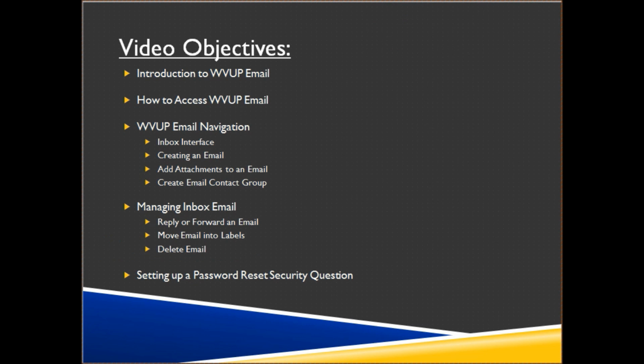Video Objectives. Introduction to WVUP Email. How to access WVUP Email. WVUP email navigation including inbox interface, creating an email, adding attachments to an email, and creating an email contact group. Also, managing inbox email, including reply or forward an email, move email into labels, and deleting an email. And finally, setting up a password reset security question.